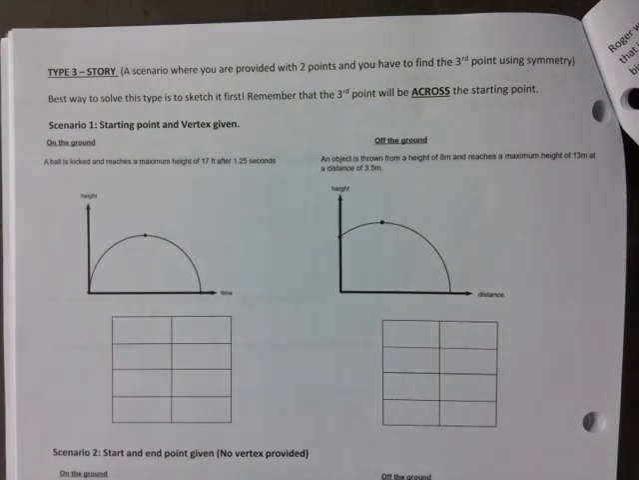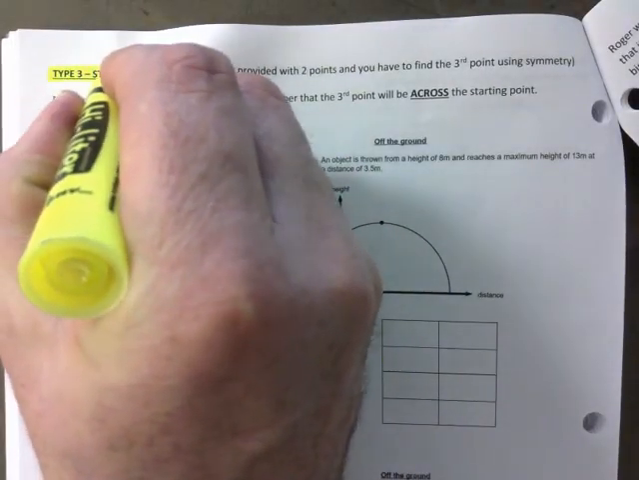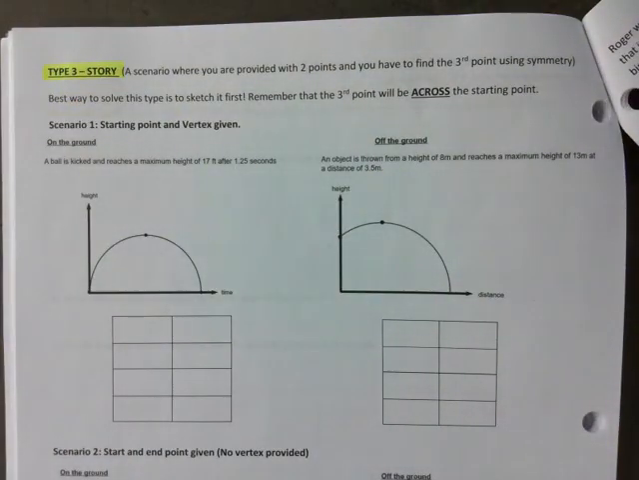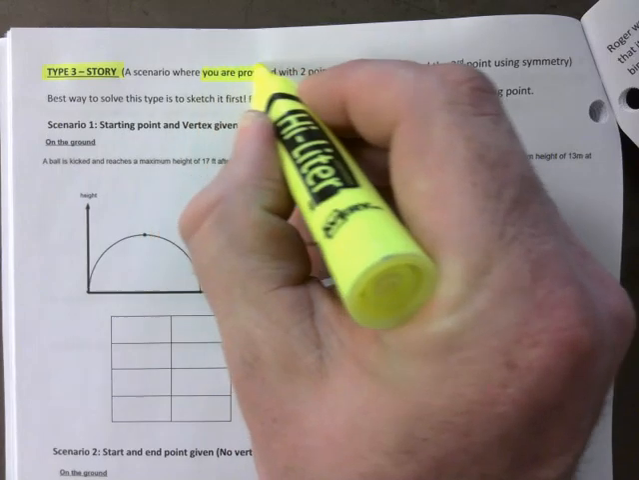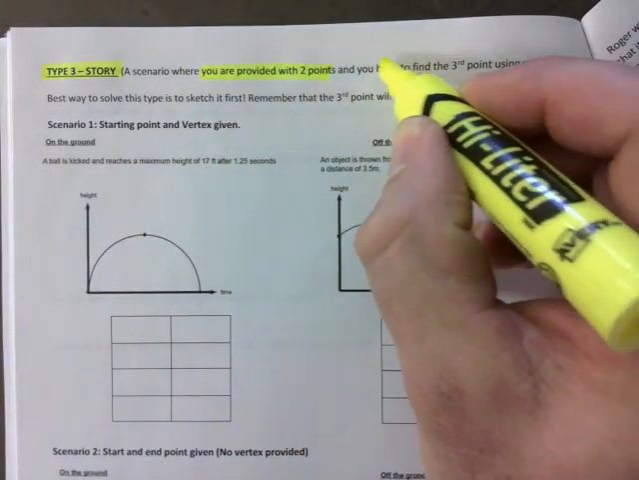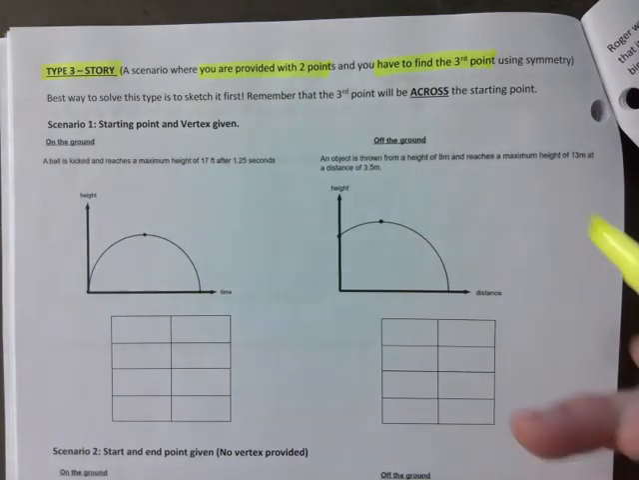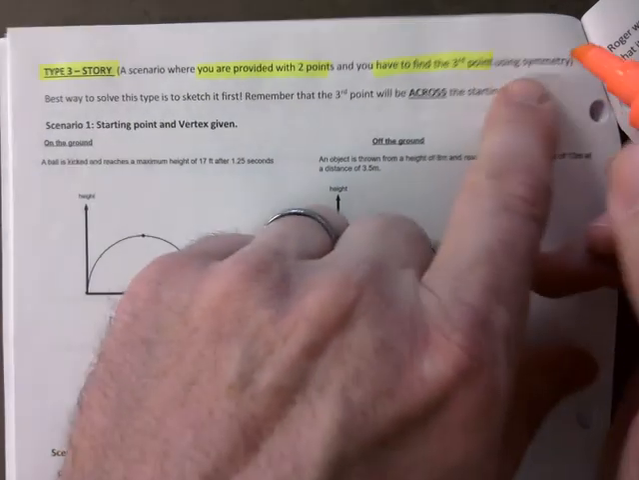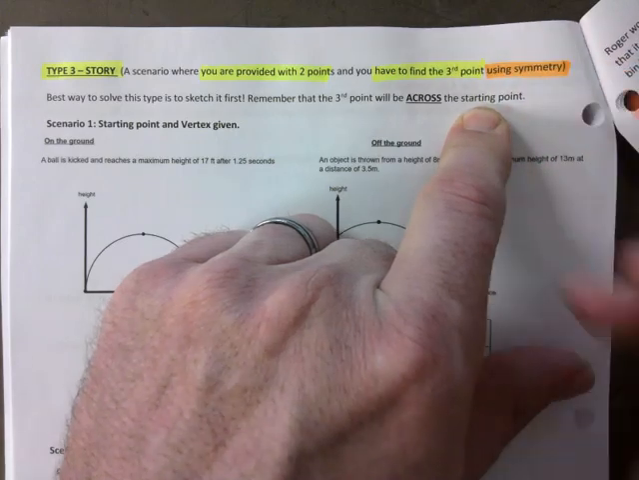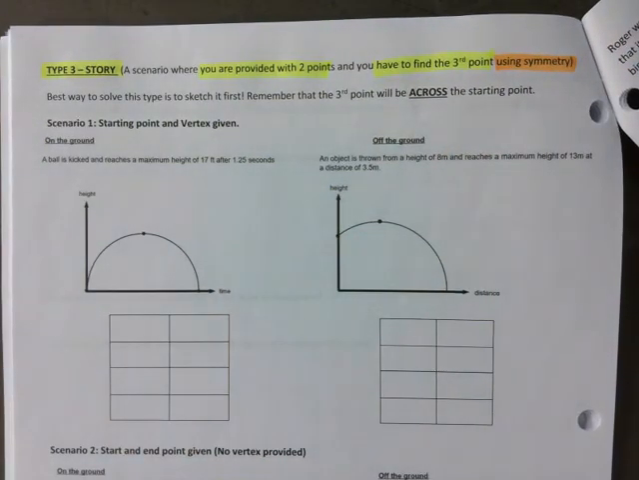So 71 type 3, you will see that I use a lot of concepts you've already learned to just let you see a pattern here and how to do it, okay? So this is a scenario where you are provided with 2 points and you have to find the third point. And the key here is using symmetry. That is unique to a quadratic, okay? That it's symmetric. So that's the key here.